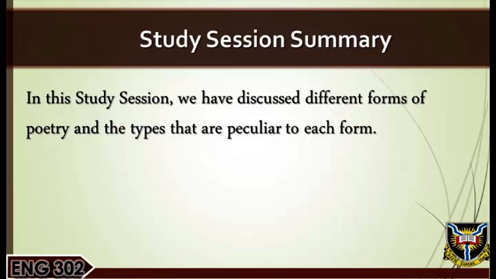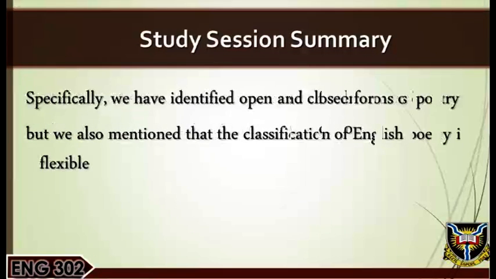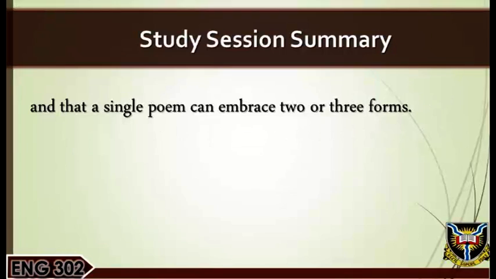Study section summary. In this study section, we have discussed different forms of poetry and the types that are peculiar to each form. Specifically, we have identified open and closed forms of poetry, but we also mentioned that the classification of English poetry is flexible and that a single poem can embrace 2 or 3 forms. End of study section 3.